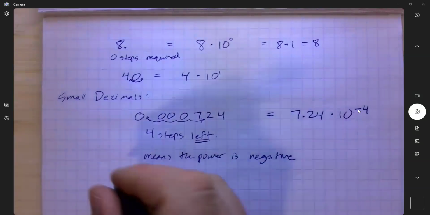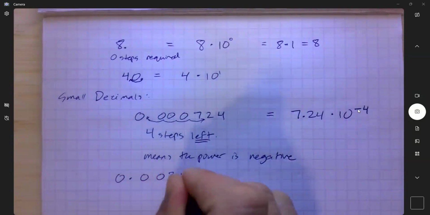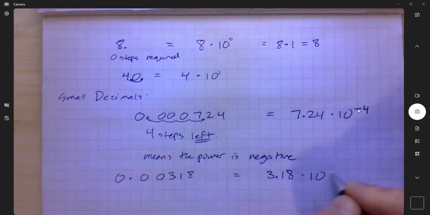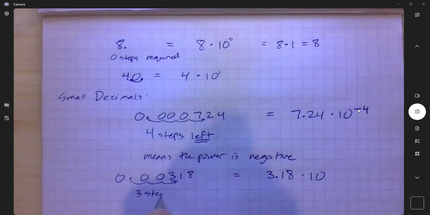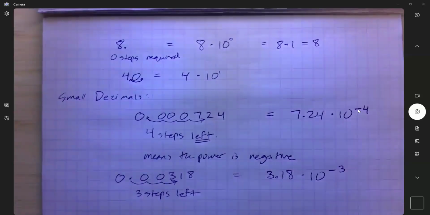Let's just do another example. 0.00318. I should be able to write it as 3.18 times 10 to a power. 1, 2, 3 steps left. It means the power on 10 is a minus 3.